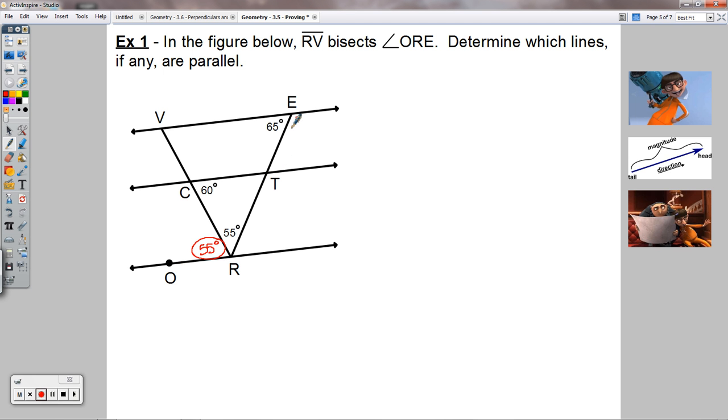Well, here's angle ORE, and if RV is an angle bisector, that and that have to be the same. So this one I could say is true by the definition of an angle bisector. And I've got a triangle right here. I know this is 60, this is 55. That means 180 minus these two would have to be what's left over for right there. The angles in a triangle add up to 180. So I can say that this is true because angles add to 180 degrees in a triangle.